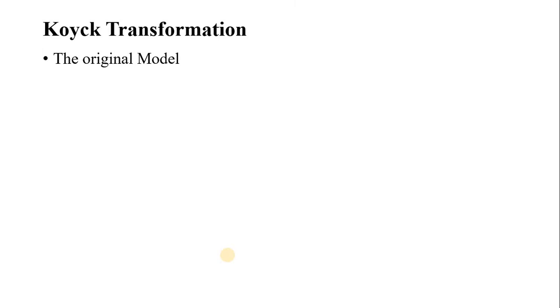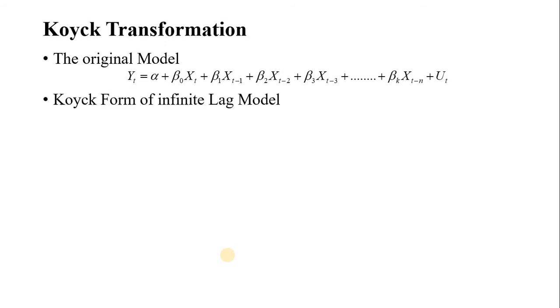So what will be our original model? This is our original model. Yt is equal to alpha 0 plus beta 0 xt, beta 1 xt minus 1, beta 2 xt minus 2, up to beta k xt minus k. Then the Koyck transformation transformed the original model using the rate of decay. So what is that equation? Yt is equal to alpha plus beta 0 xt plus beta 0 lambda xt minus 1, beta 0 lambda square xt minus 2 plus beta 0 lambda cube xt minus 3, which will go like that up to k, plus ut.